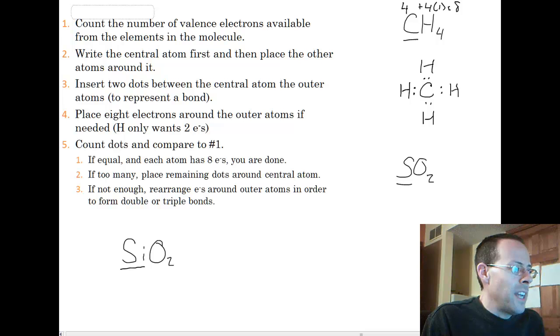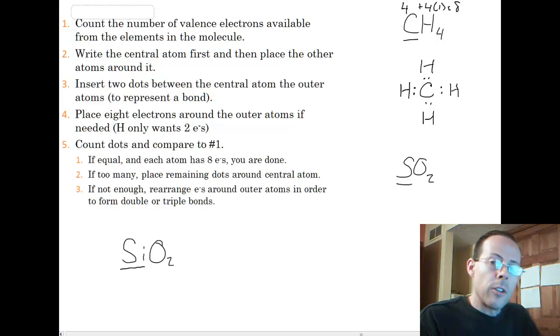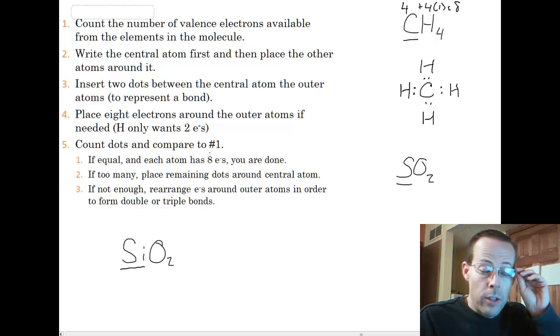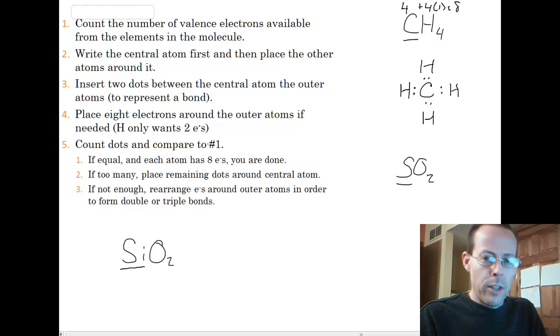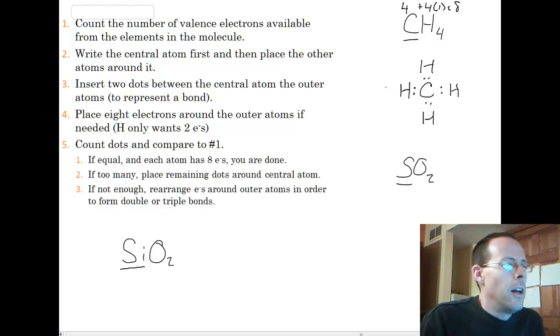Number 4, place 8 electrons around the outer atoms if needed. Alright, so our really only exception is hydrogen is good with 2 because it's in the first energy level, so it only is 1s2, so it can only fit 2 electrons. It doesn't support the octet rule because it's in the first energy level. So in this case, place 8 electrons around the outer ones unless it's hydrogen, so we're done.